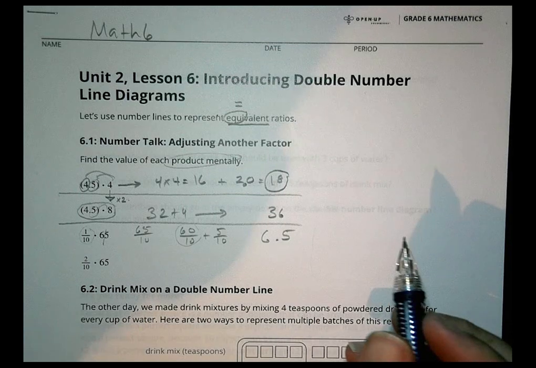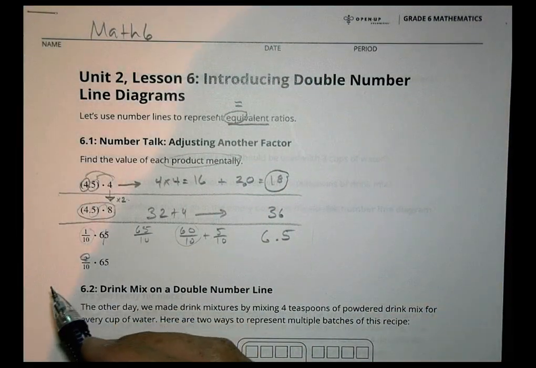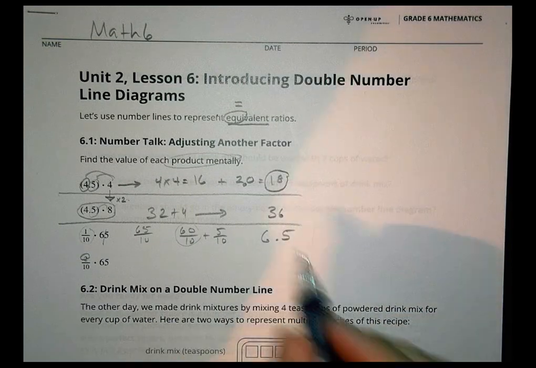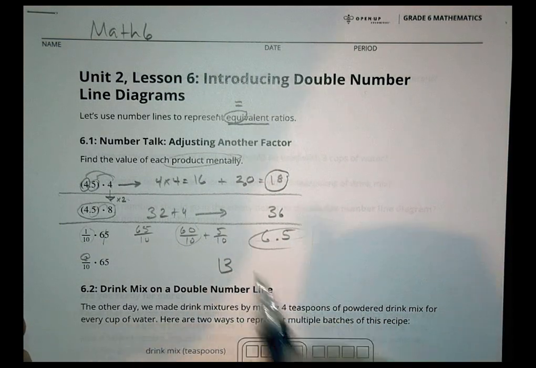Not too bad. Alright, and for my next one here, I have 2/10. I'm seeing I'm going to double that. So if I want to double that, what would I do? I would take the 6.5 and double it to end up with 13.